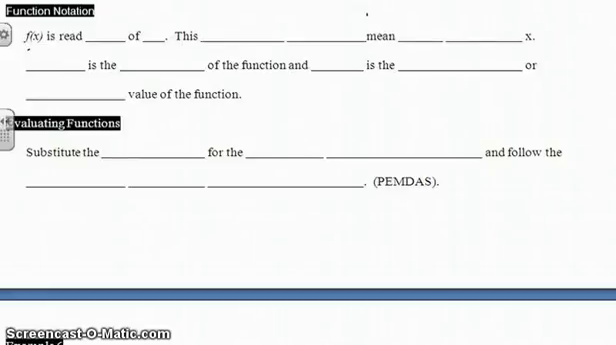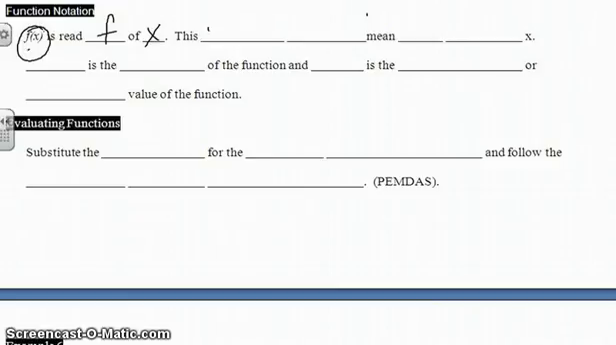This video segment is going to talk about function notation and evaluating functions for a specified value. Function notation looks like this: f parenthesis x parenthesis, and it is read f of x. That is exactly how you read f parenthesis x parenthesis, f of x.